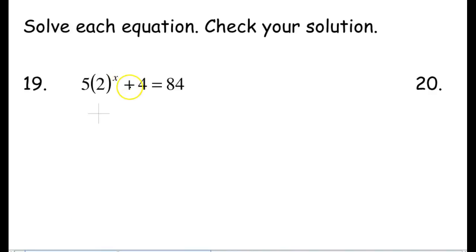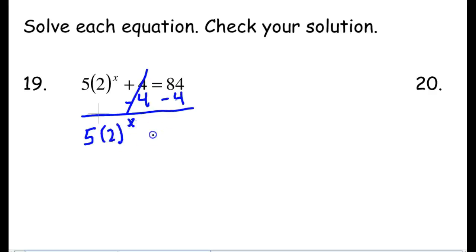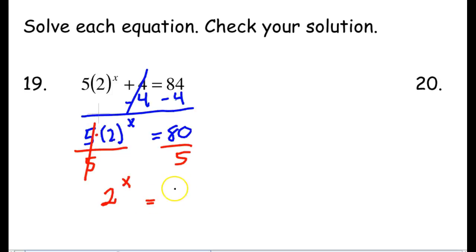So we have both addition and multiplication, so let's undo both in order of operations backwards. We'll do the addition part first, so let's subtract. 5 times 2 to the x power is now equal to 80. Undo the multiplying by dividing. So now we have 2 to what power equals 16. 80 divided by 5 is 16.